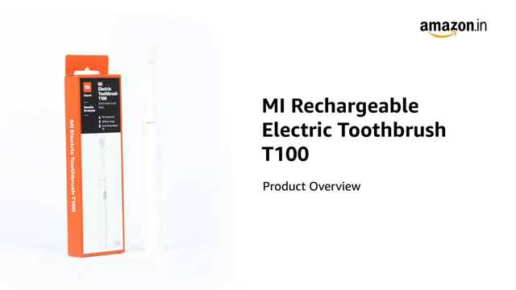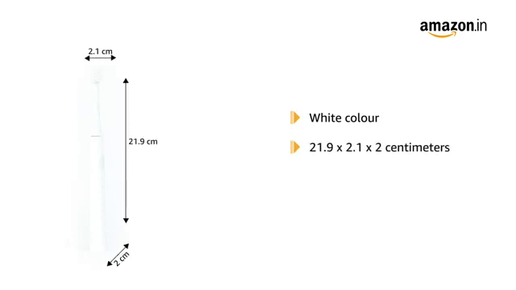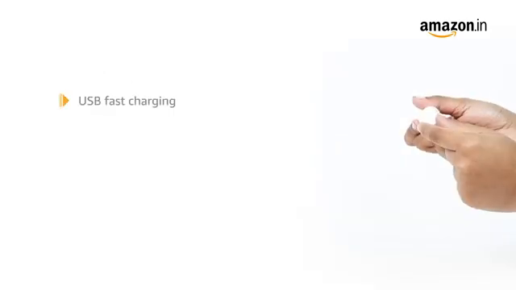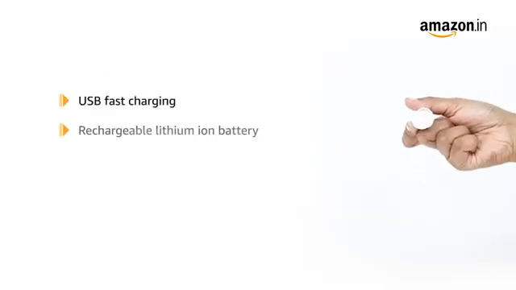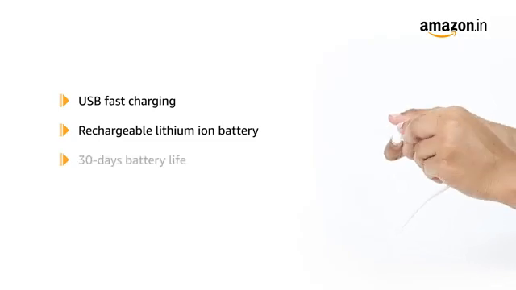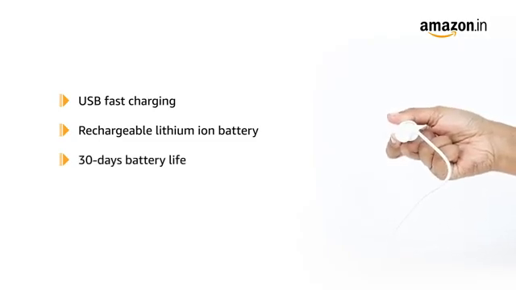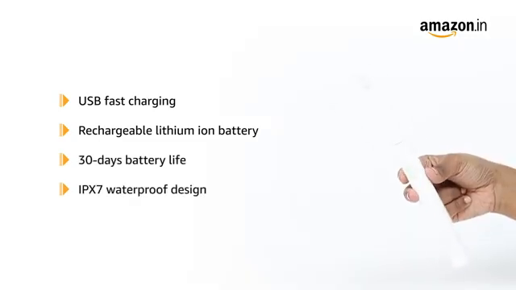Introducing the MI Rechargeable Electric Toothbrush T100. This white electric toothbrush measures 21.9 by 2.1 by 2 cm and weighs 46 grams. Thanks to its USB fast charging mode and rechargeable lithium-ion battery, it offers up to 30 days of battery life. It also has an IPX7 waterproof design.